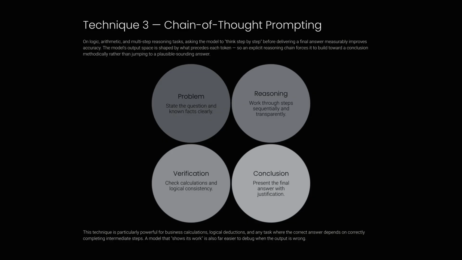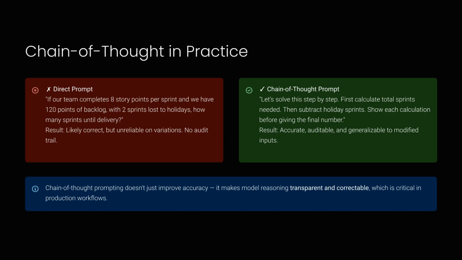Technique 3 is chain of thought prompting. The strategy here is simple. Always reason before you answer. For complex tasks, ask the model to think step by step. This forces it to follow a methodical process, defining the problem, reasoning, verifying, and concluding, rather than jumping straight to a potentially incorrect answer. In practice, this means moving from a direct question to one that requires a step-by-step calculation. This makes the model's reasoning transparent and auditable, which is vital for production workflows where accuracy is non-negotiable.